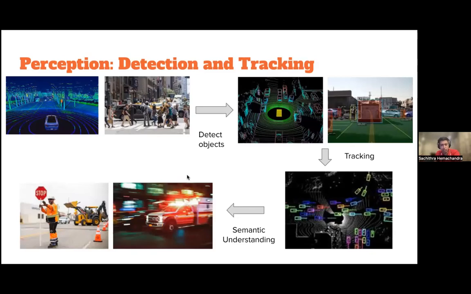And in addition, you also want to understand, okay, is that a person? Is that person gesturing to me? Is that person holding a sign? Is that a vehicle? Is it an emergency vehicle? Does it have flashing lights, things like that? And all this information is needed to better predict how the world will evolve based on your actions.